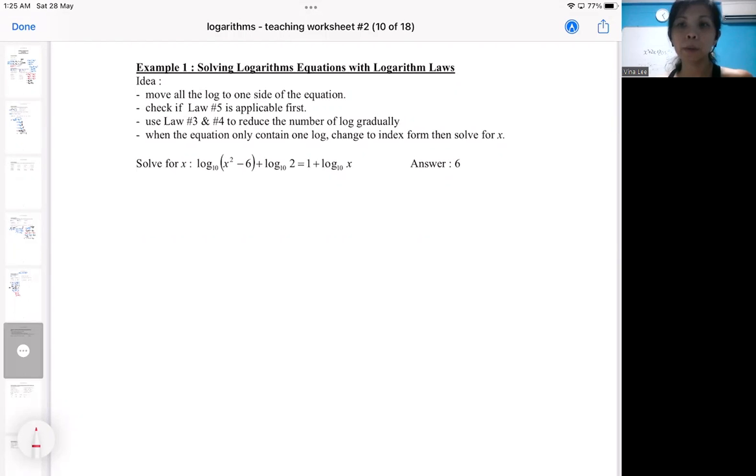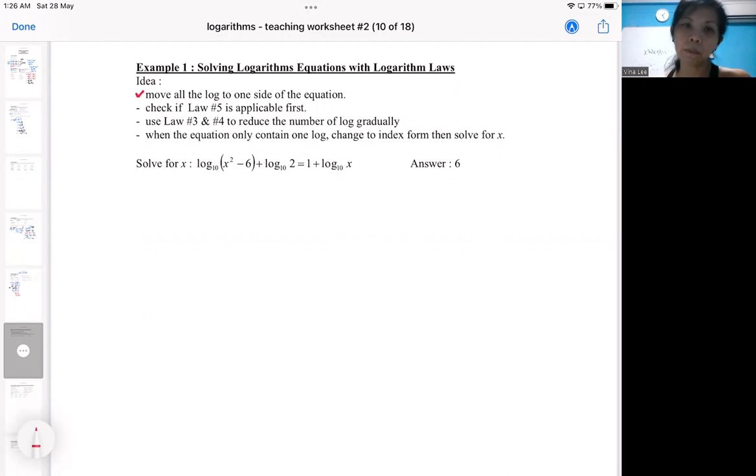So we will come to simple logarithm equation where we will need to solve for x. So right now you've got an additional task. At the end of it, you're supposed to find the value of x. So again, the idea will be the same as what I mentioned. Your idea should be you move all the log to one side.